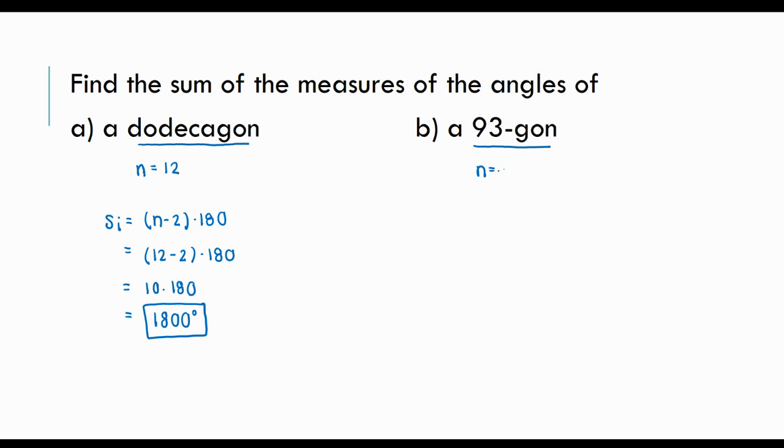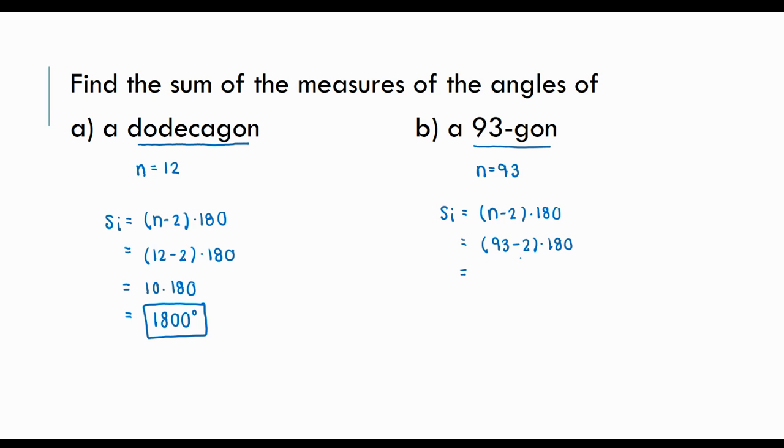Okay, notice that in this case, they're saying a 93-gon. So that means that n equals 93. So there are 93 sides, which means there are 93 angles. So once again, we're using the sum of the interior angles, n minus 2 times 180. I'm going to substitute in 93 for n.